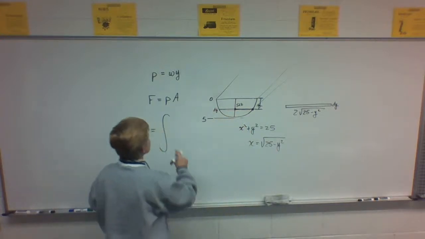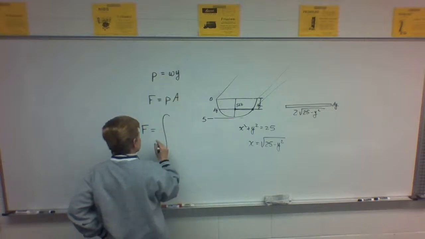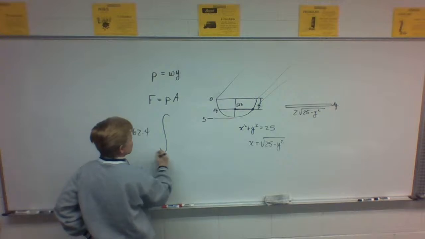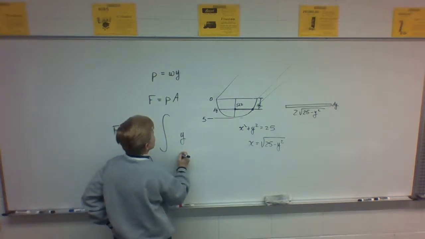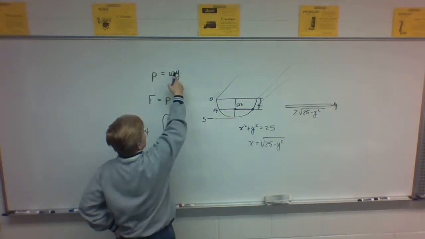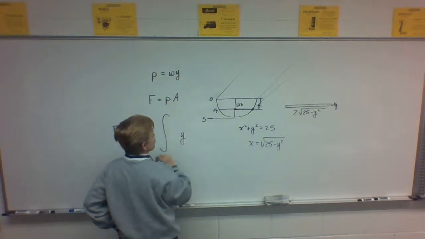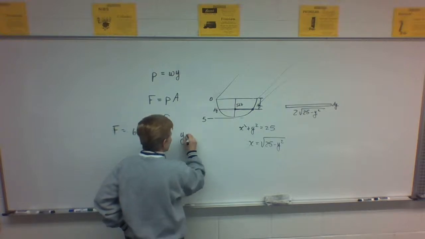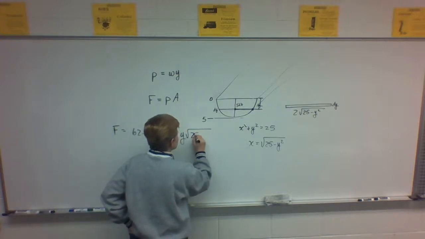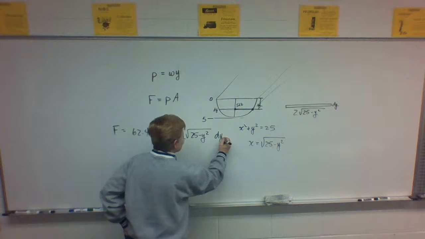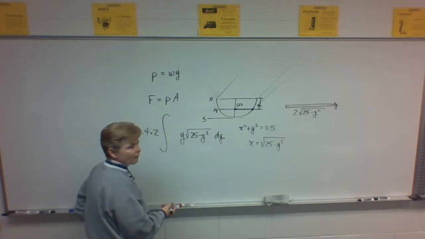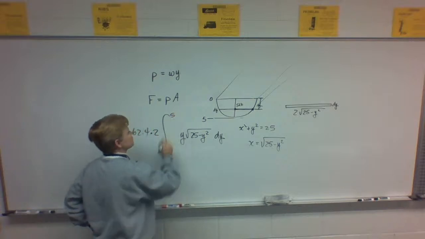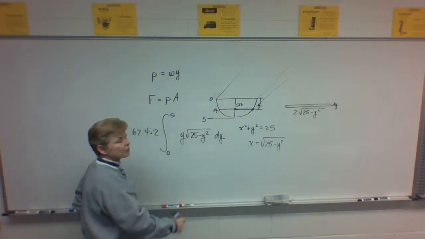Okay, so here we're going to pile it all together. We've got P, which is weight density, 62.4, times the depth, which is a variable, y. That's my pressure right there. That's my weight density times depth, times the area, which is 2 times the square root of 25 minus y squared dy. From where to where? 0 to 5. Those are the limits where I'm collecting my strips from.